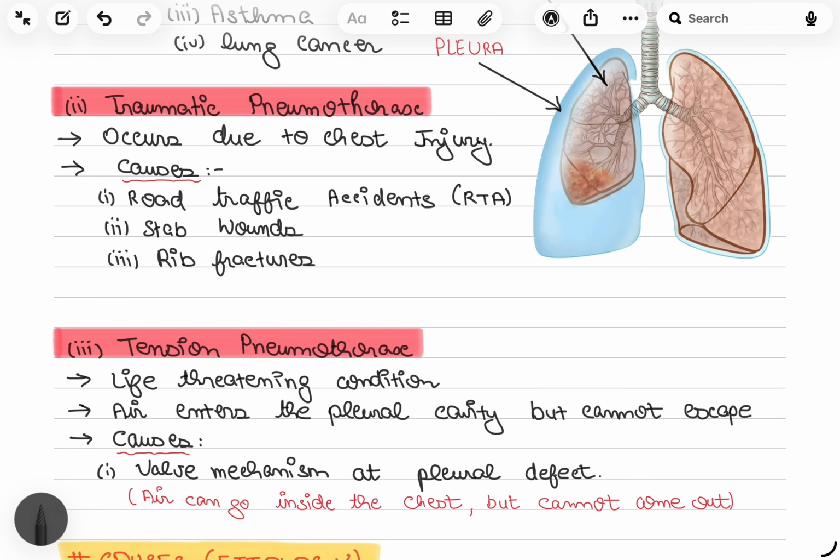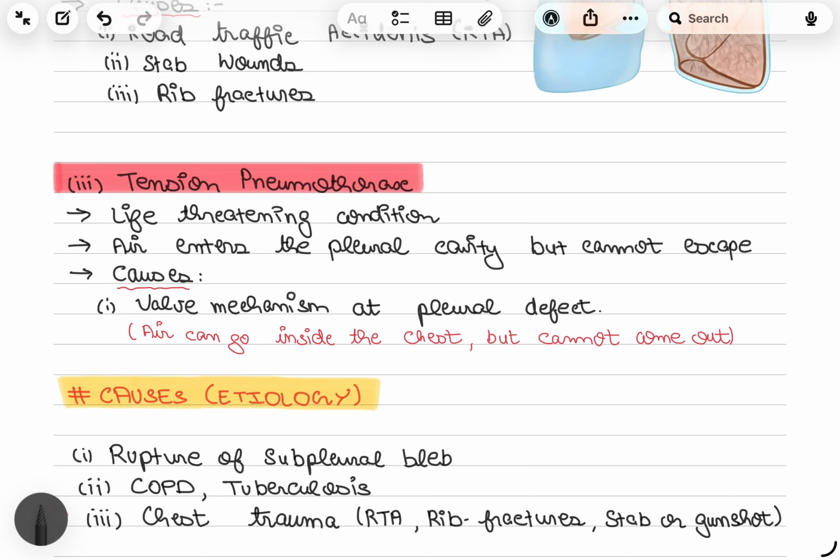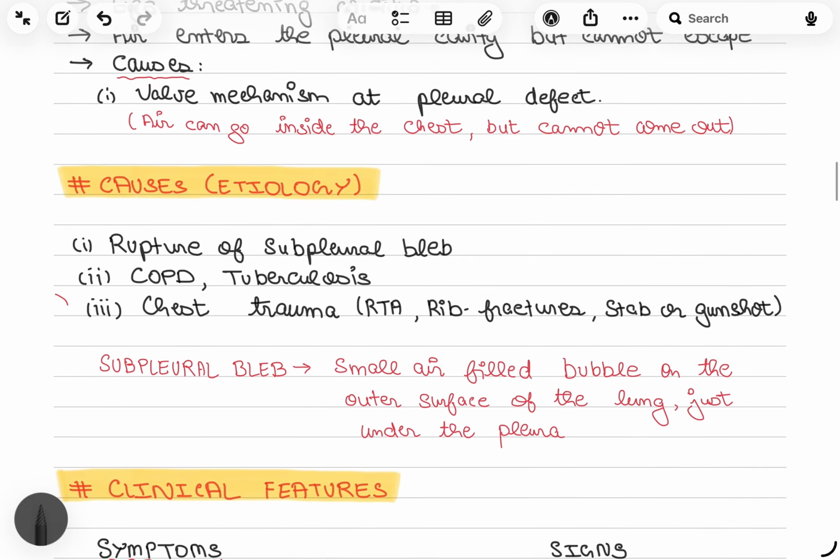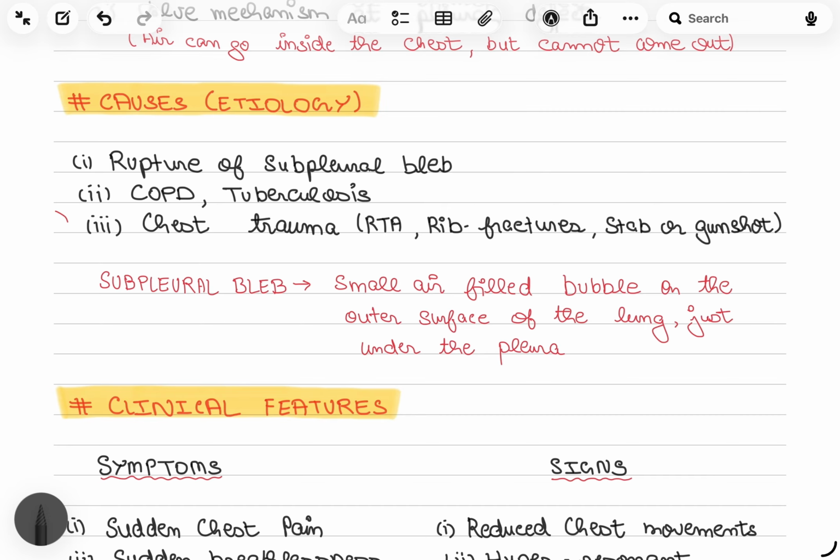Tension pneumothorax. As I told you earlier, this is a life-threatening condition, and the air enters the pleural cavity but cannot escape. So that's the reason it's life-threatening. Causes can be a valve mechanism at a pleural defect. Air can go inside the chest but cannot come out. Etiology: rupture of subpleural valve, COPD or tuberculosis, chest trauma which can be caused by RTA, rib fractures, stab or gunshots. So what is a subpleural valve? A small air-filled bubble on the outer surface of the lung, just under the pleura.